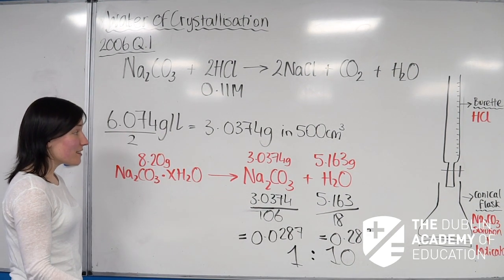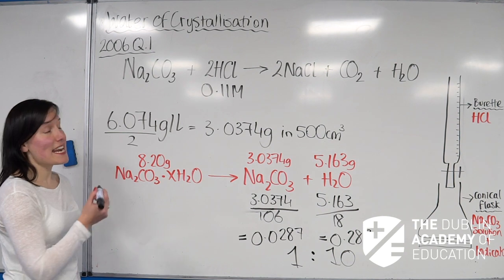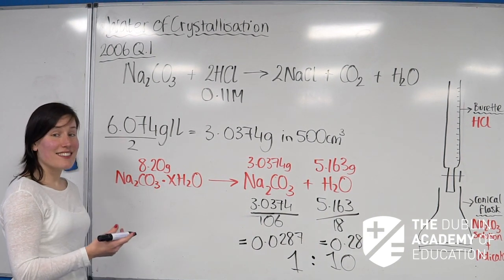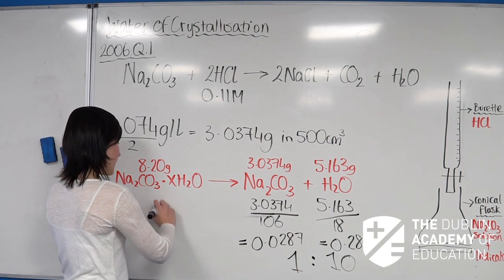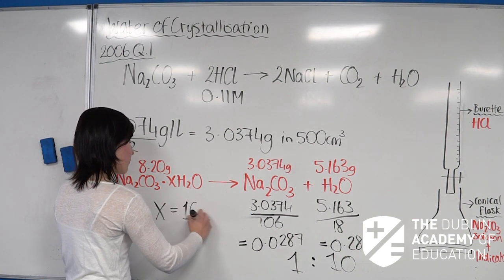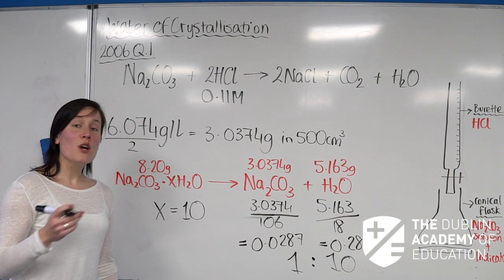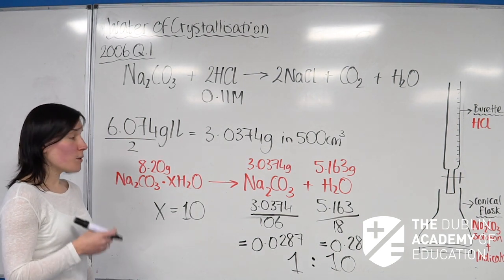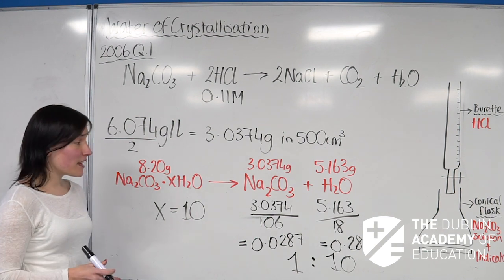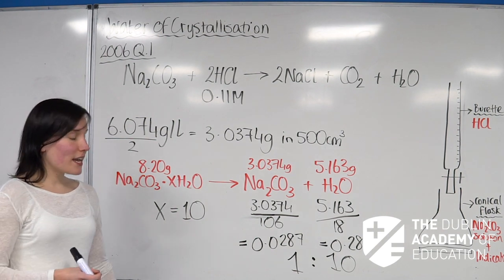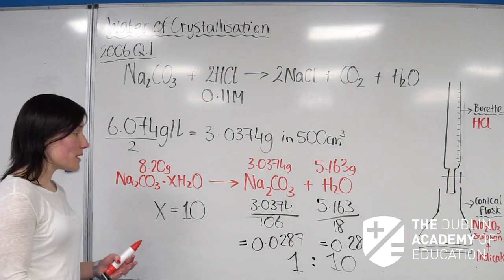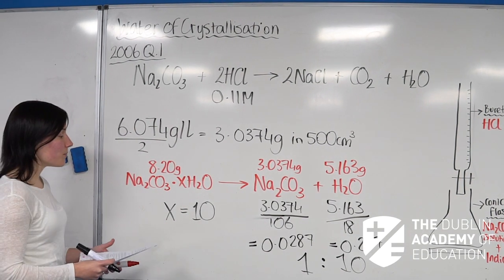So that means that in our formula, Na2CO3·XH2O, the X is 10. So X equals 10. For every 1 sodium carbonate, we have 10 water molecules associated to it. We're very nearly there. We've one final thing to do here, and that's to work out the percentage of water of crystallization. This is the final thing we need to do in part E of this question.